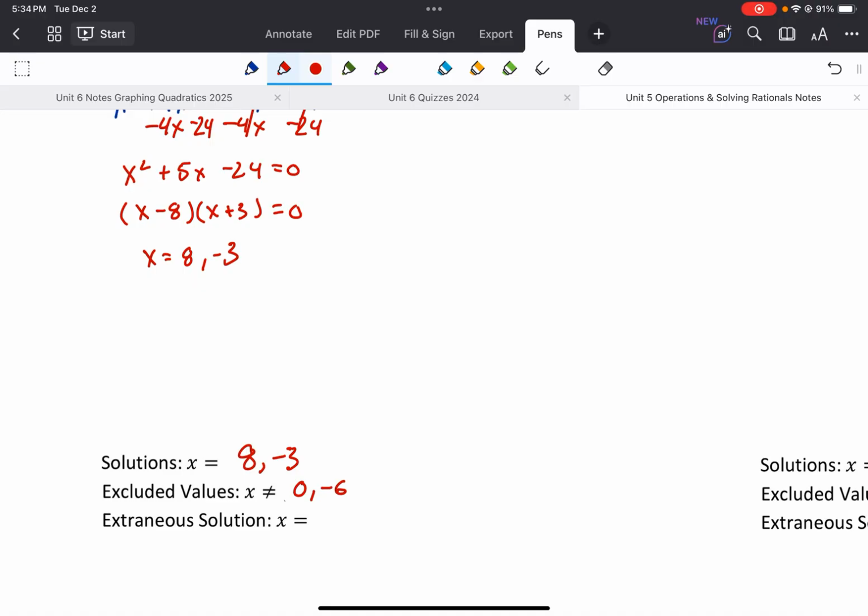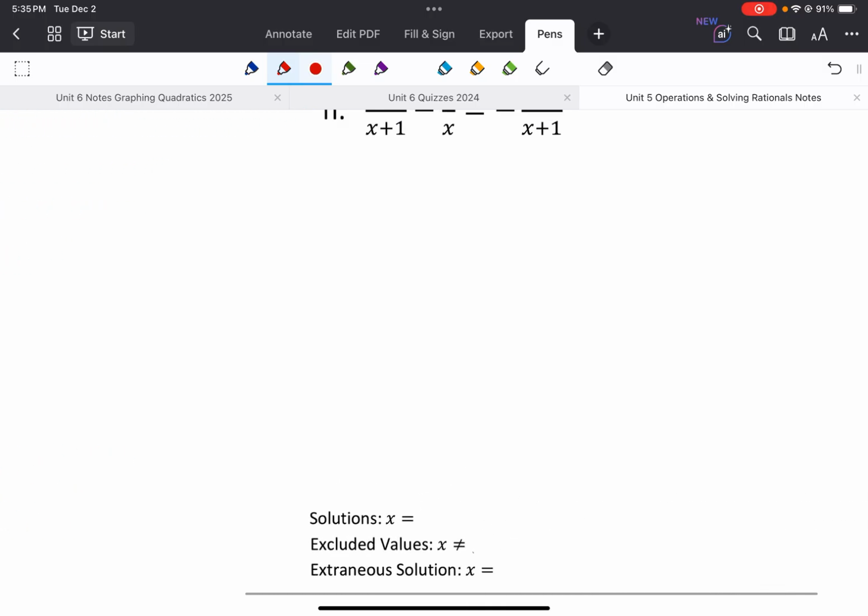All right. And then do we have any extraneous solutions? I don't think so, right? None of those match, and so we would have D and E. All right, let's do one more example.